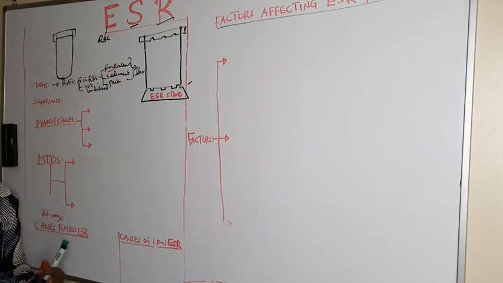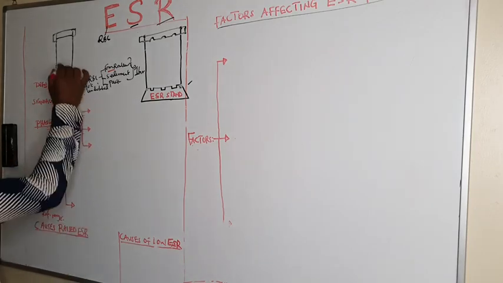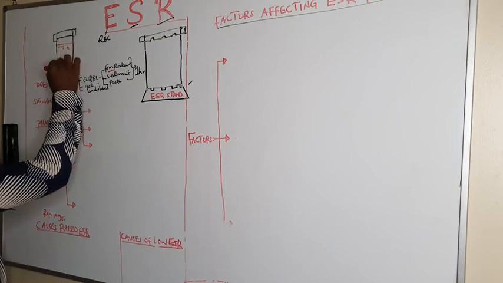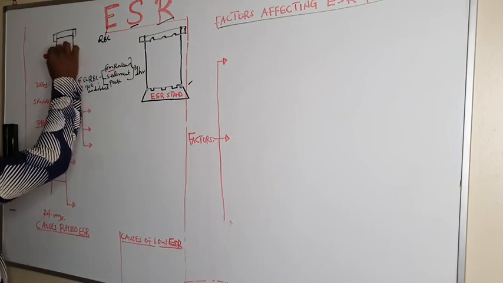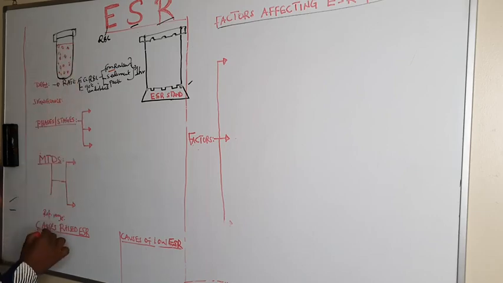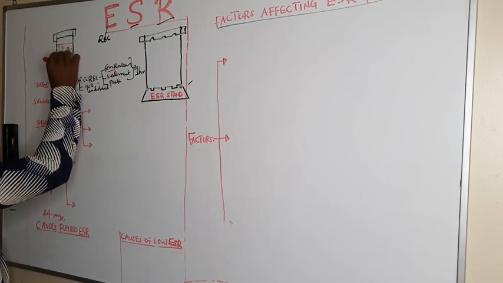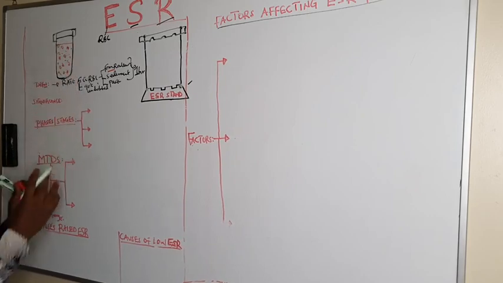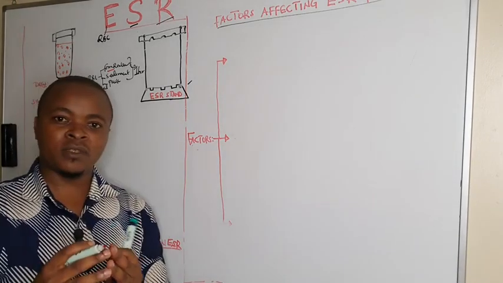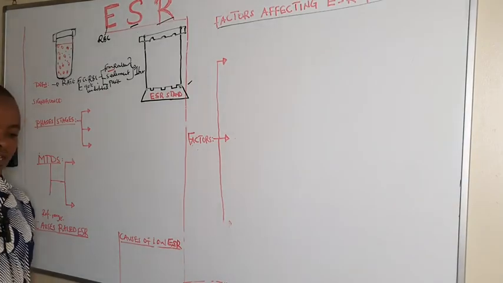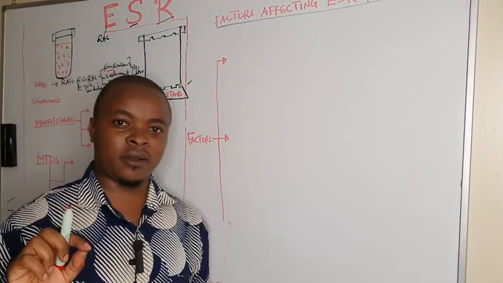So with ESR, if we collect our blood in an EDTA tube, the time it takes for the RBCs in the blood to form rouleaux, that is to clump together, then start falling to the bottom, is what we are calling ESR, and it should be in 1 hour.